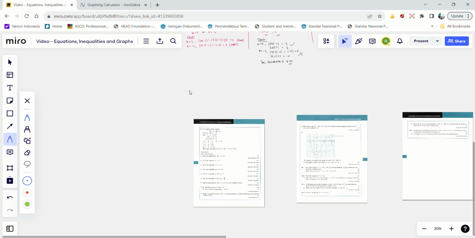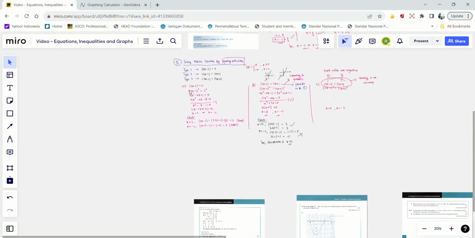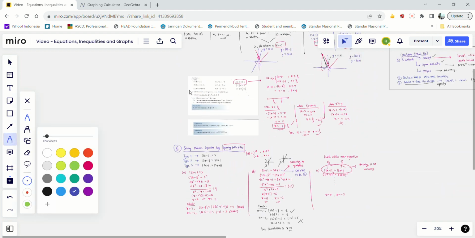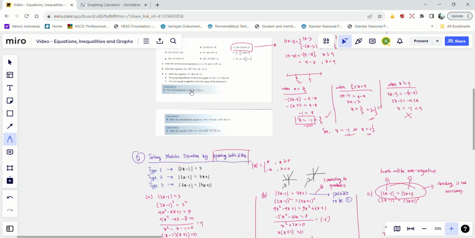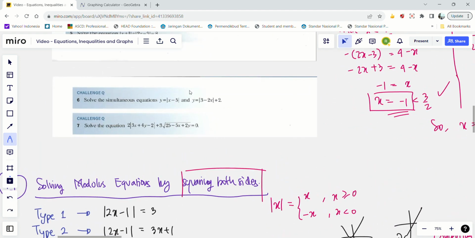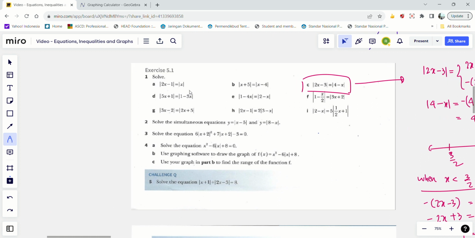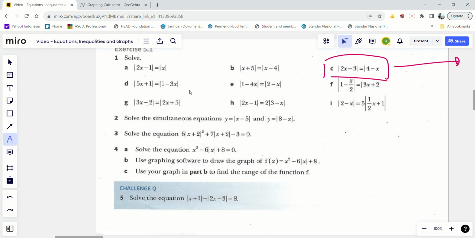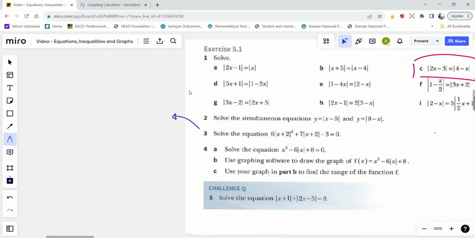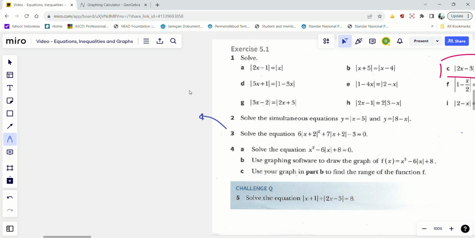Wait, let me see where the textbook exercise is. Here. So let me go to this and then let's take a different question compared to the last one, right? Let's say I'll make it a little bit more complicated. Let's say we are talking about question number 3. This is a different typical question. Given 6|x+2|² + 7|x+2| - 3 = 0.